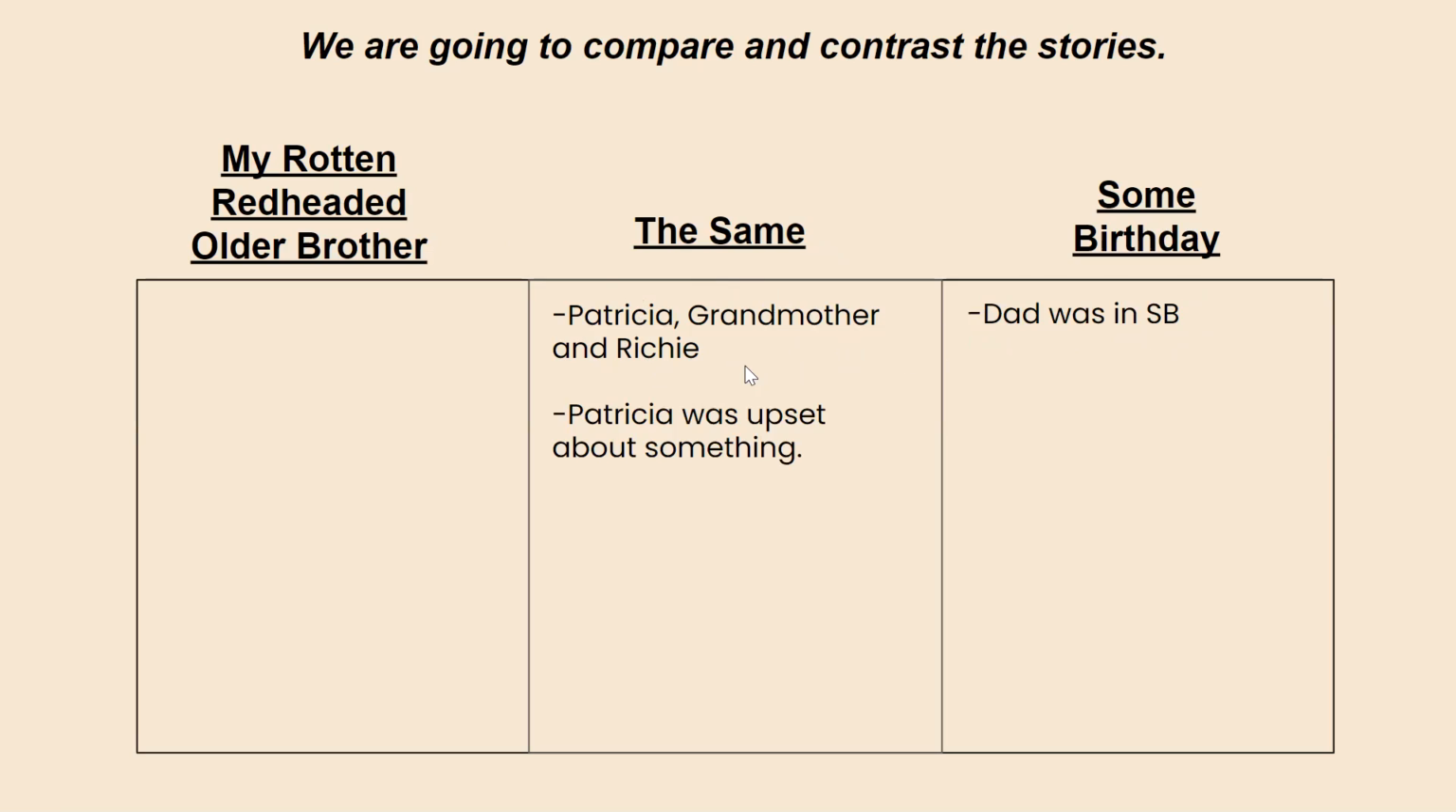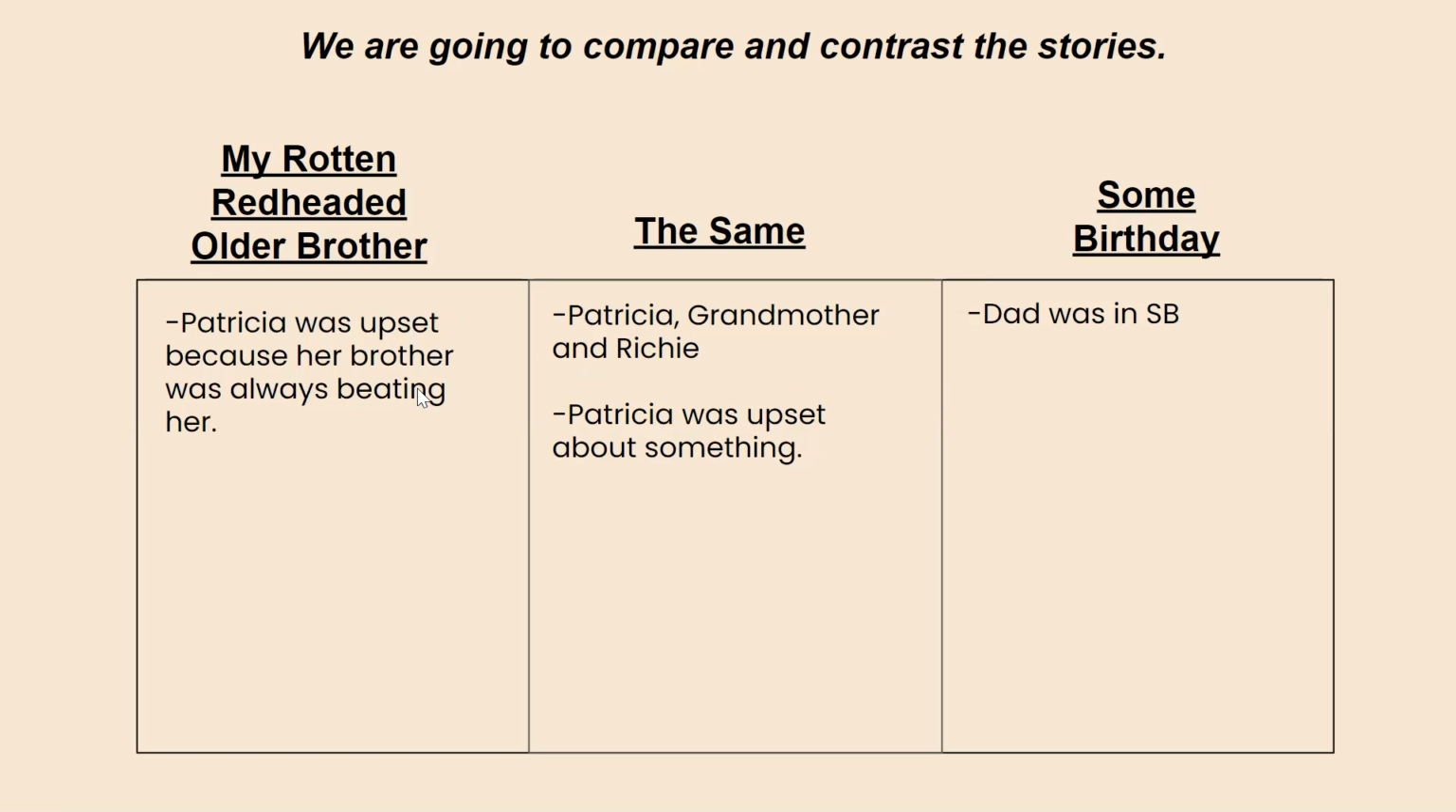Okay? I know that in both books, Patricia was upset about something. So this is where I start thinking about the plot. The plot is what happens in the story. So I'm thinking Patricia was upset about something, but she was not upset about the same thing in both books. So I know there's a problem. The problem was that she was upset. But now I can go into each category and talk about why she was upset.